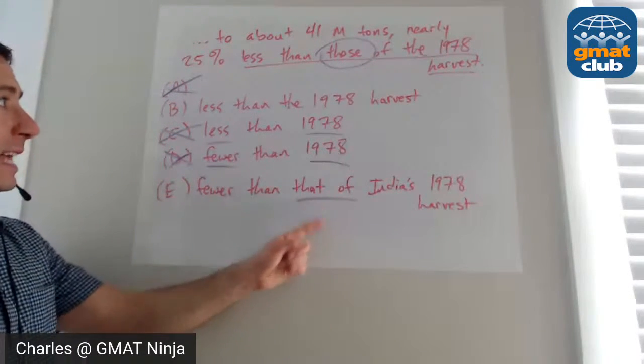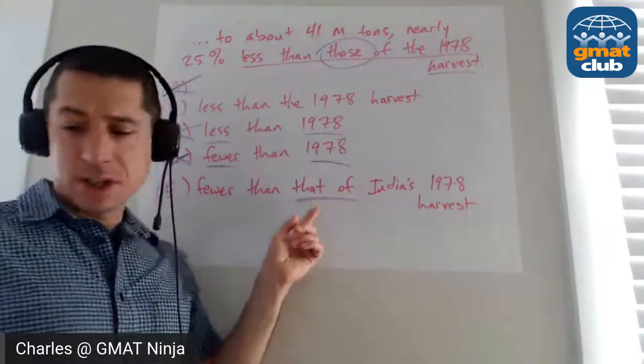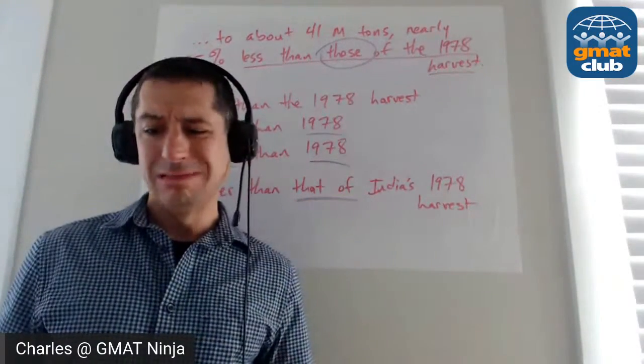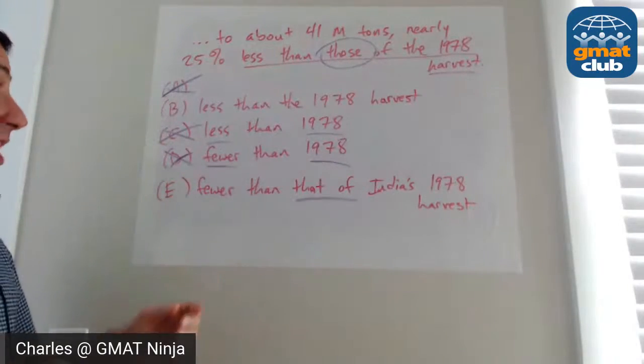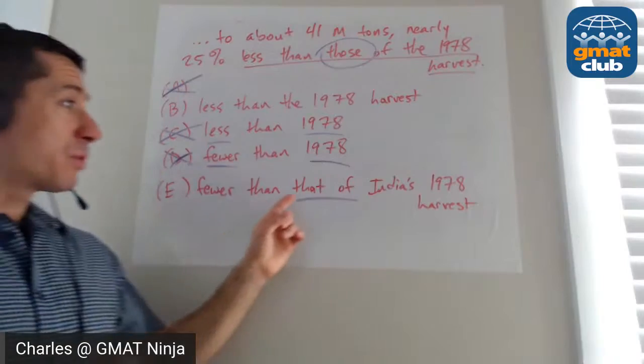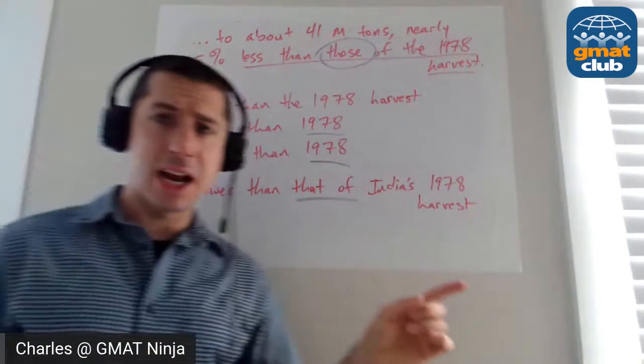How about E? We've got that of again. Fewer than that of the harvest. So now we're looking for a singular. What are our options here? Production, I guess, is the only thing that is even going to give us a shot. Fewer than the production of the harvest. You've got a bunch of issues there.